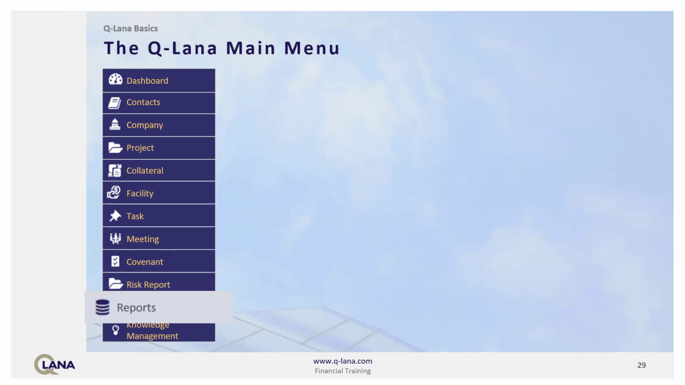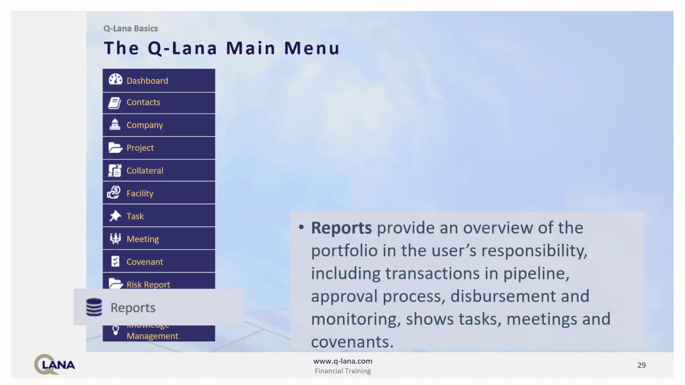The other reports provide an overview of the portfolio for the user, including transactions in pipeline, approval process, disbursement, monitoring, financial tasks, meetings, and covenants. These reports can be very much configured for the requirements of the user.